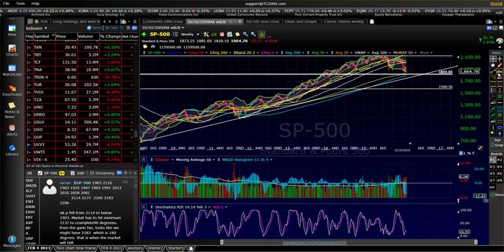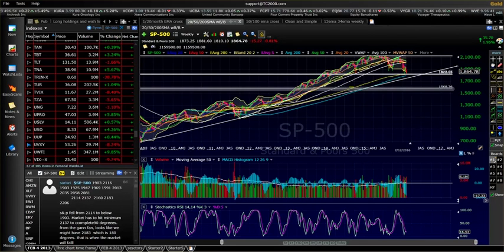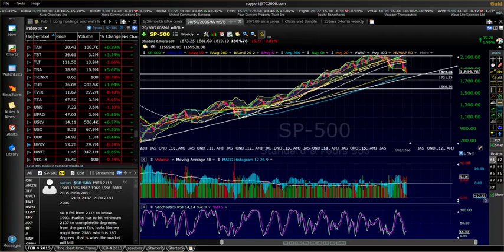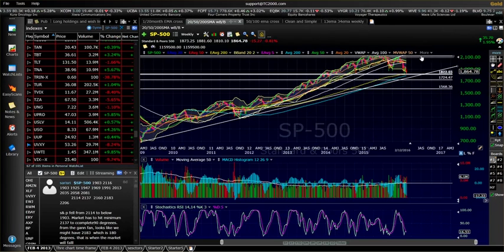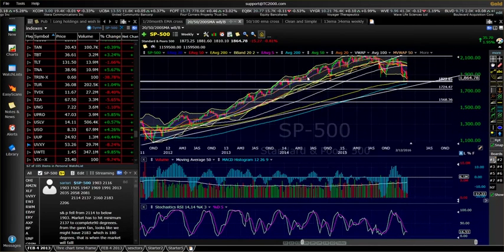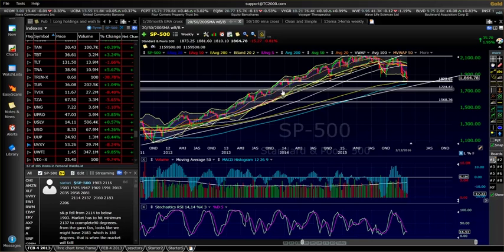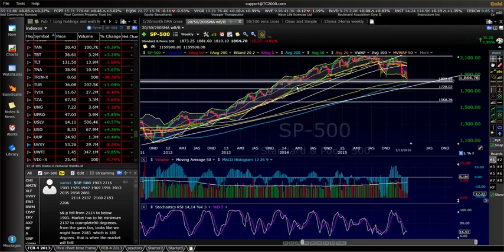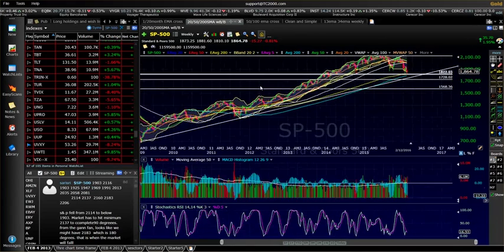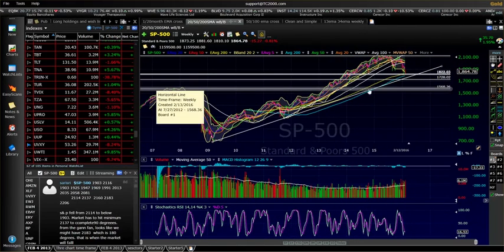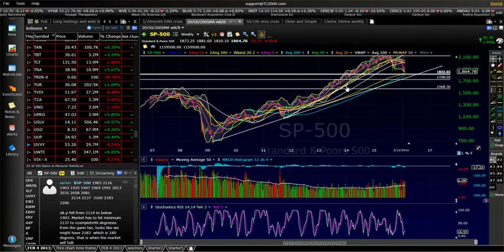Where else could there be some support? If it breaks below this 1812, where can we expect to potentially see some support? Somewhere around this 1720 area, but this is a minor area of support, unlike this area, which is a major area of support.